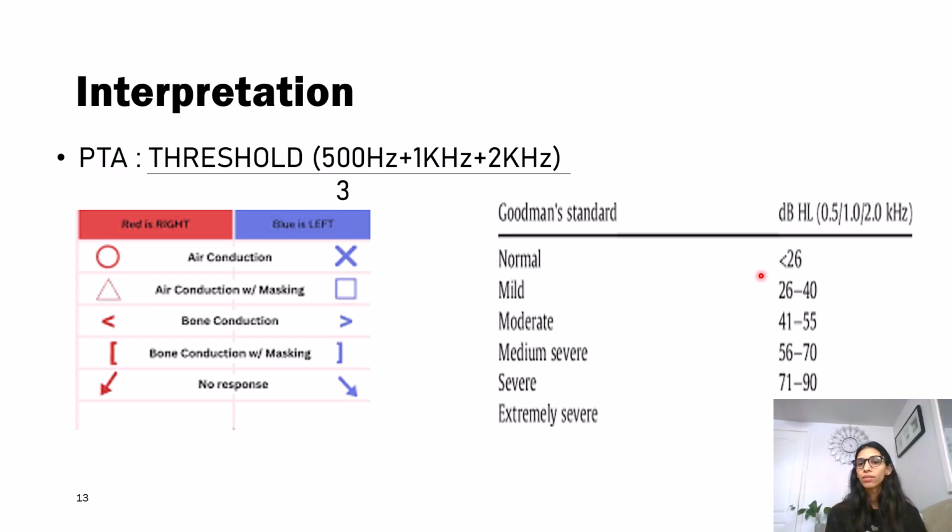And if they have a 26 to 40 dB pure tone average, then it is mild. 41 to 55 it's moderate. 56 to 70 it is moderately severe. 71 to 90 it is severe, and above 90 is profound. So we use the term profound, and this is Goodman's classification. And then Clark's classification, that is up to 15 dB is considered normal, and 15 to 25 is considered a slight hearing loss. Okay, there are different classifications, and depending on where you are located, the classifications might vary.